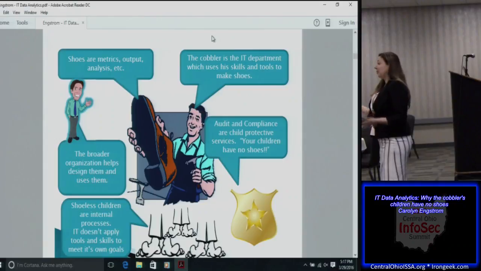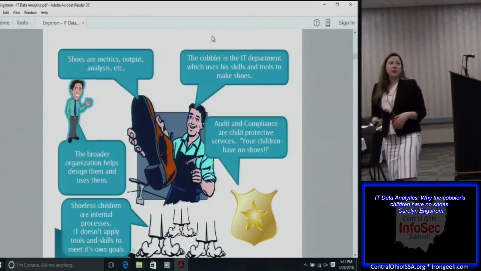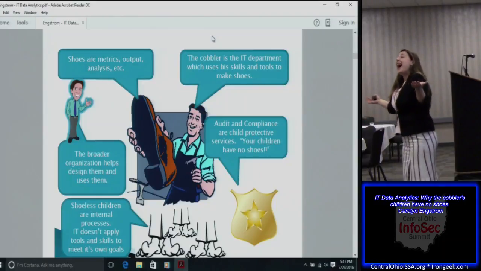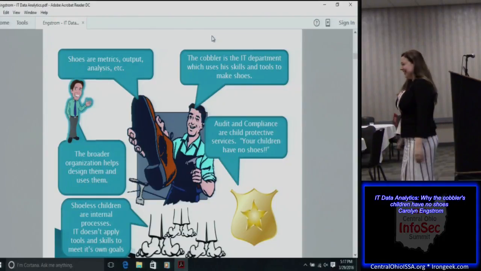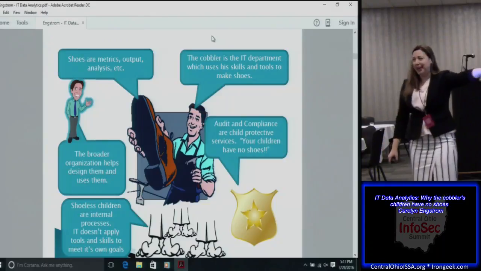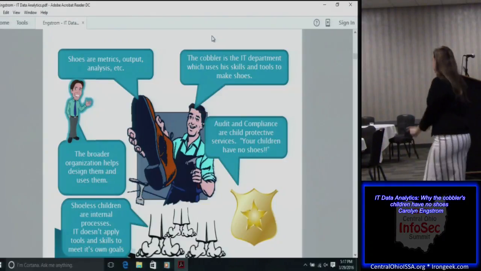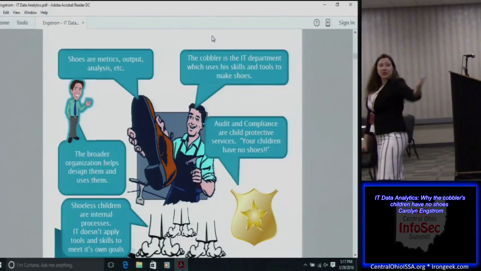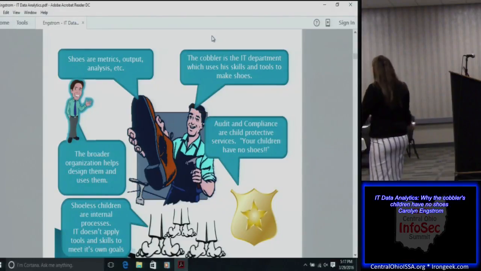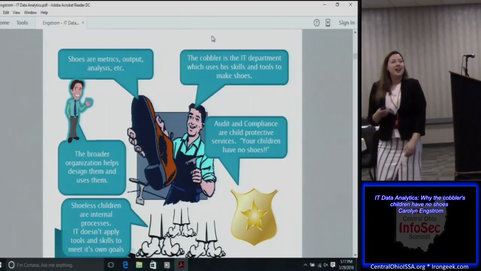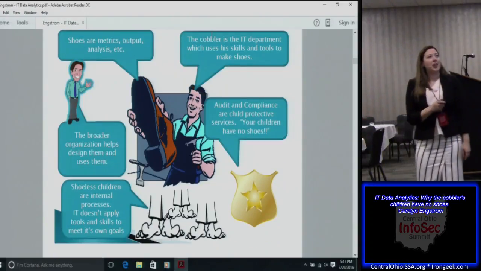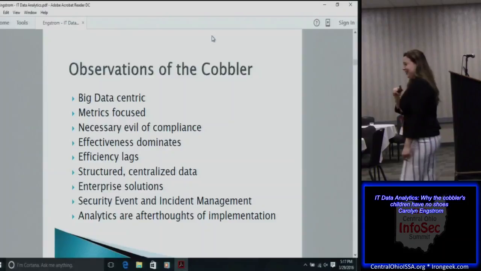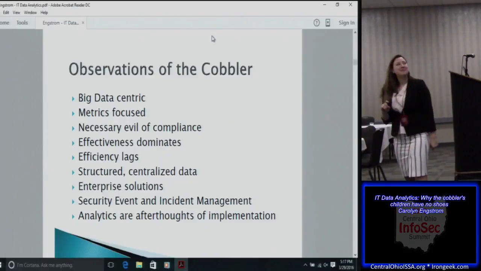We might not even think about the different places that it could occur or different sources of truth we have. And that's why we have audit, right? So audit is child protection services coming in, in my little analogy here, and saying, guess what, IT? You can't have these internal processes with no shoes. So that is what we're going to talk a little bit about. And now that ridiculous analogy is in your head for the rest of the day.